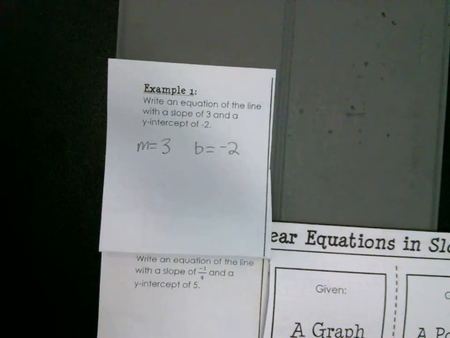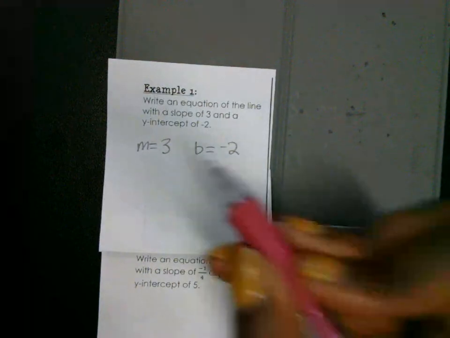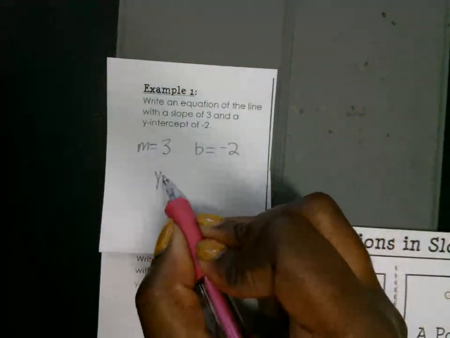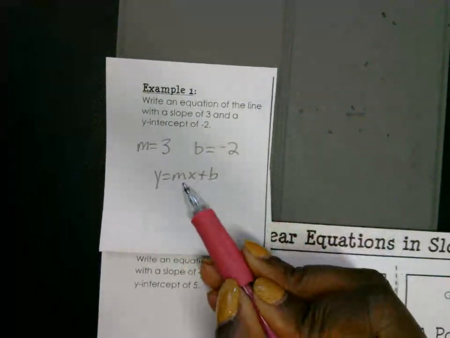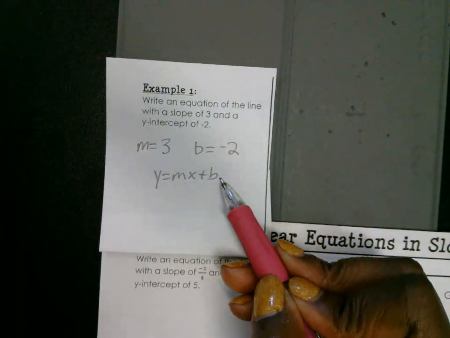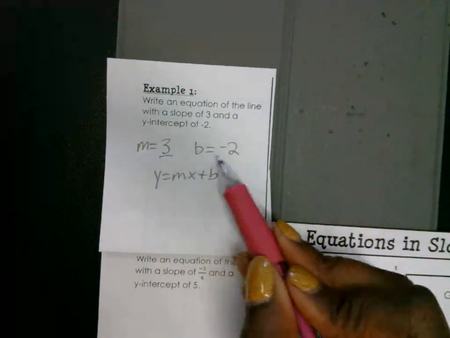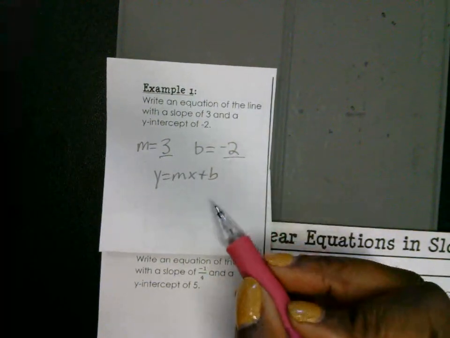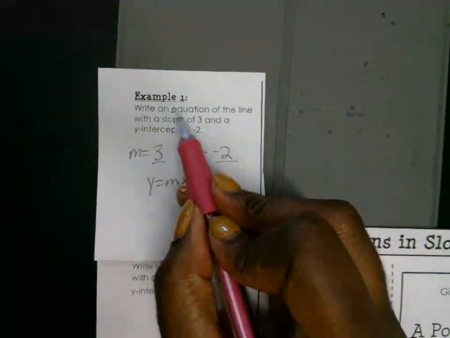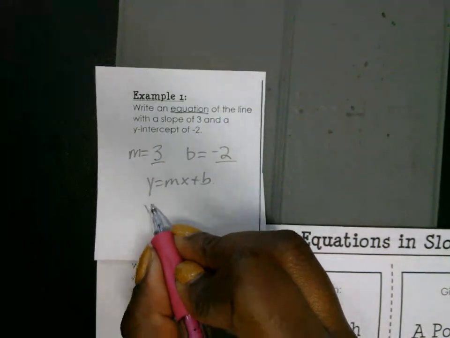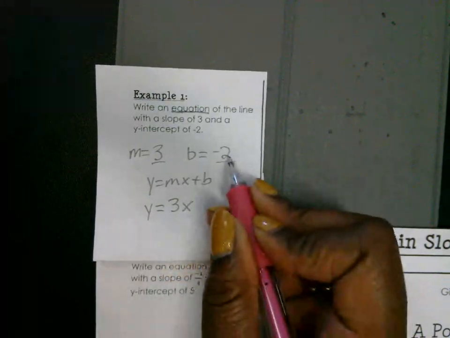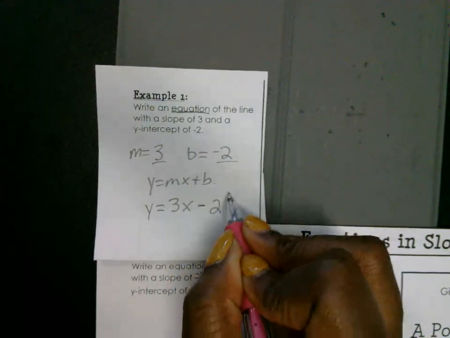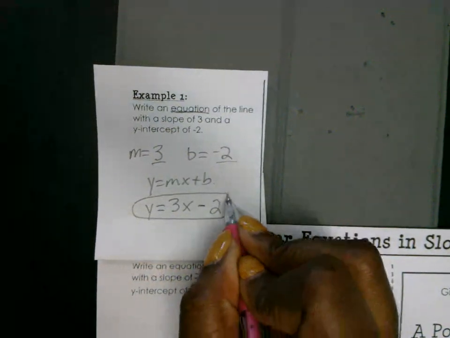Please write. The slope-intercept form that we are putting this equation in is y equals mx plus b, where, of course, m is the slope and b is the y-intercept. So all we're doing is substituting these numbers in. So my equation here is going to be y is equal to 3x minus 2. This is how you write the equation.